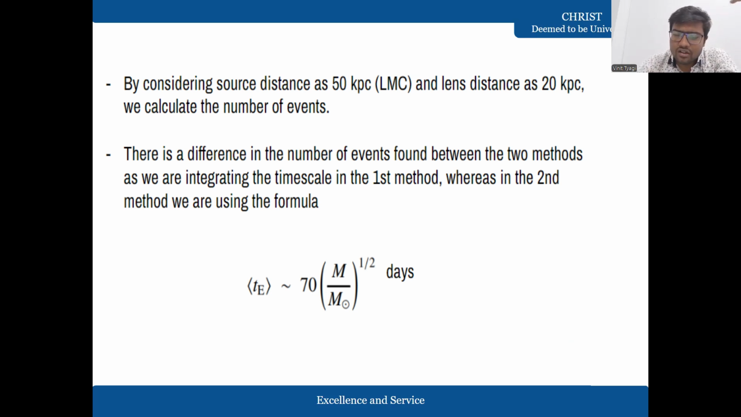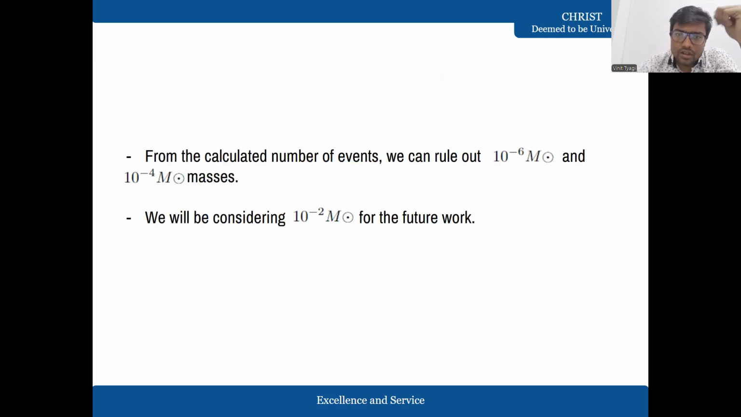We find that using the event rate equation, we got around 96 events, and using the optical depth, we got around 179 events. So from the calculated number of events, we can rule out that 10^-6 and 10^-4 solar masses cannot be considered. Only the mass range in the form of 10^-2 solar masses will be considered. That is, the constrained mass for our objects using the microlensing data will be 10^-2 solar masses.